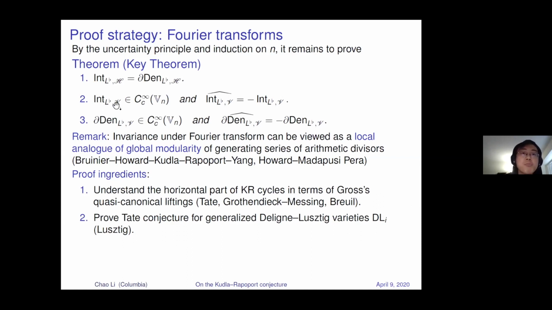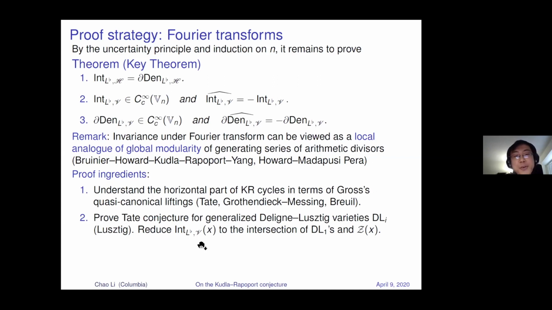Okay, for the second part, to prove the vertical part is actually invariant under the Fourier transform, we prove the Tate conjecture for generalized Deligne-Lusztig varieties appearing in this Bruhat-Tits stratum of the Rapoport-Zink space. It is a homological computation of Lusztig back in the 70s. Now if we know the Tate conjecture, we know the Tate cycles on these Rapoport-Zink spaces will be a linear combination of Deligne-Lusztig subvarieties, by moving cycles. Tate cycles will be a linear combination of cycle classes of Deligne-Lusztig curves, in fact.